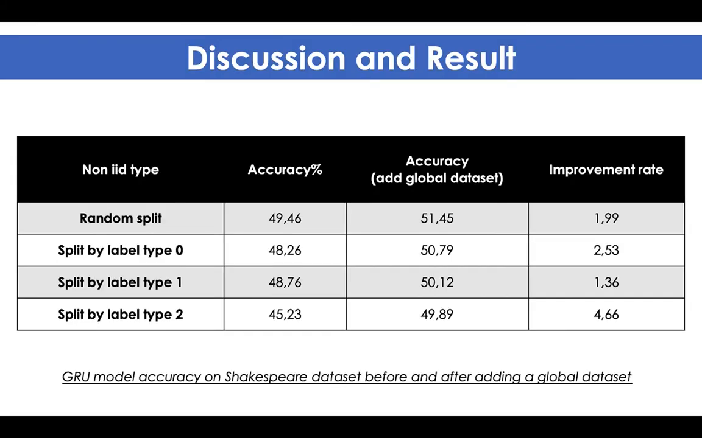Now let's see the result that we get using the added global dataset to handle this issue of the non-IID distribution on this dataset. We add a global dataset to the Shakespeare dataset. It improves the accuracy in all the non-IID data distribution types, as you can see in the table. This gives us a good result, not a perfect result, but a better result than the traditional way.